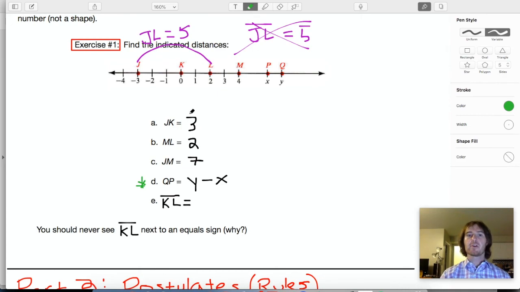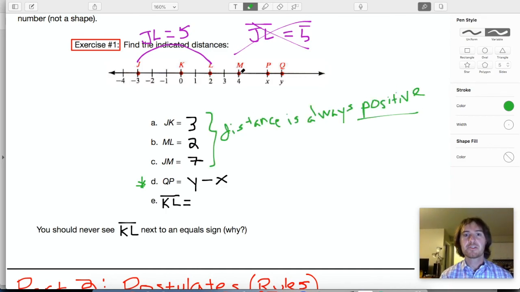This one's here. So these should have been pretty straightforward. Look, JK, that's just 3 units. I could count them. I could also subtract, right? If we go to the right side and we subtract, we would get our answer. So 0 minus -3 is +3. Remember, distance is always positive.